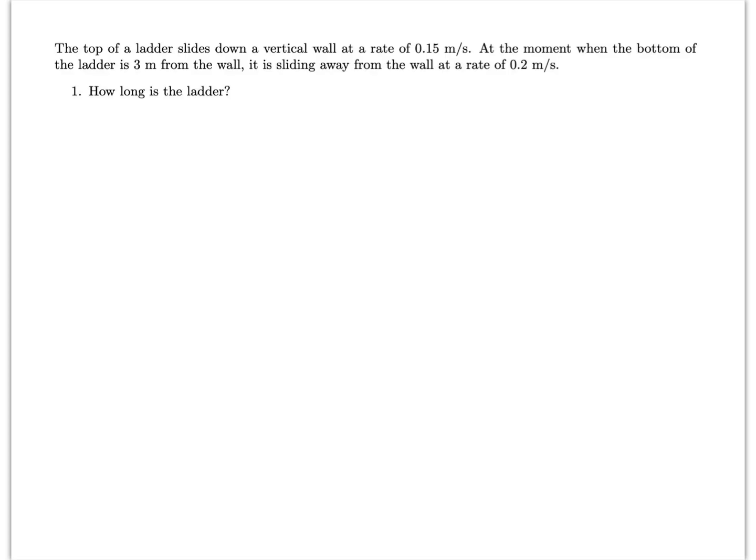The top of a ladder slides down a vertical wall at a rate of 0.15 meters per second. At the moment when the bottom of the ladder is 3 feet from the wall, it's sliding away from the wall at a rate of 0.2 meters per second. How long is the ladder?